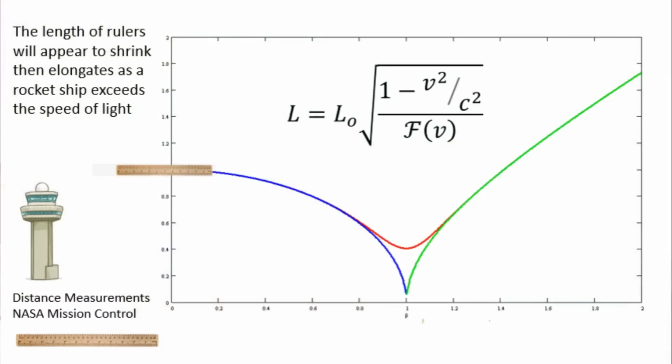Also, length contraction. As a ruler travels closer to the speed of light, it will shrink, and then as it exceeds the speed of light and goes faster, it will stretch out and become longer and longer the faster it goes. In my previous videos, I go over in a lot of detail of length contraction and time dilation, and I suggest the viewer go check those out to get a better understanding of it.